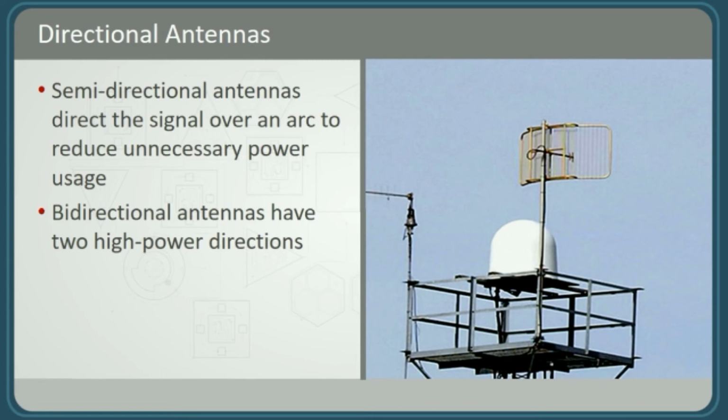And bidirectional antennas would have two high power directions. So again, using the 360 degree example, you could configure a bidirectional to focus one signal for the forward facing 180 degrees and then another one for the backward facing 180 degrees. But you could use them separately. And again, the degree of coverage is actually configurable in most cases.